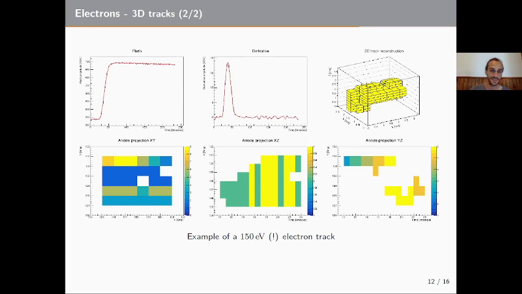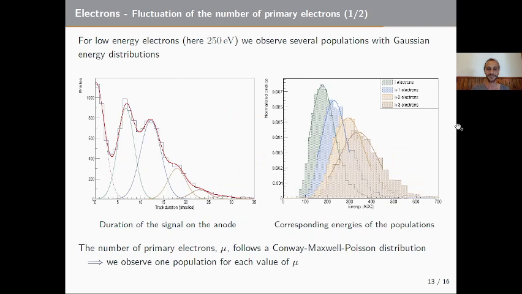Now another example that is interesting because it is 150 electron volts, so it is a very small energy. And again, you see that even for such a small energy, we can reconstruct a track in 3 dimensions. But that's actually something that is very interesting when looking at such low energies.